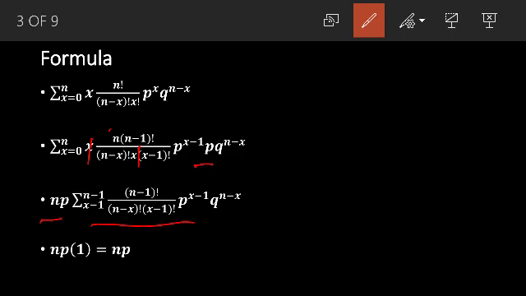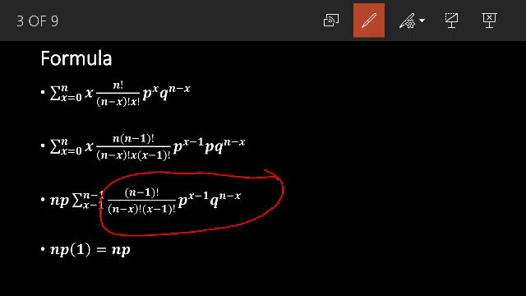And the whole of this is looking exactly like the binomial distribution. The summation of a probability must be equal to 1. A binomial distribution is a probability distribution, and the summation of all must be equal to 1. And so np times 1 gives us np. Okay, now I want to show why this is the same thing as that.